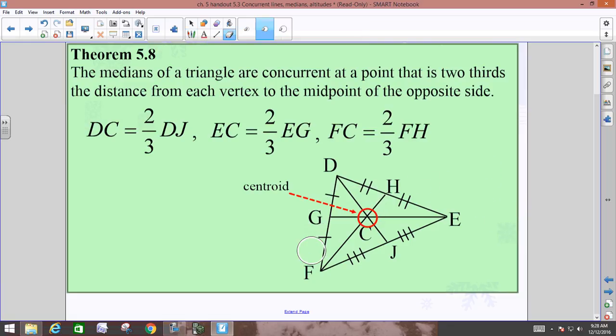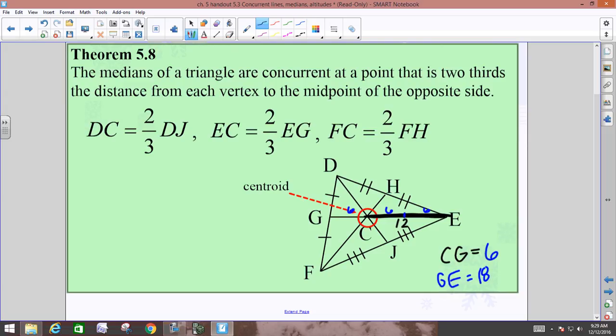Oh, let's do one more of these. If EC is 12, then how long would CG be? Is this the 1/3 or the 2/3? 2/3. So how many thirds make up 2/3? 2 of them, right? So then this would have to be 6, and this would have to be 6, so then CG is going to be 6. If they give you the 2/3 section, you divide that by 2 to get 1/3 of it, and then your whole length, GE, would have to be 18.